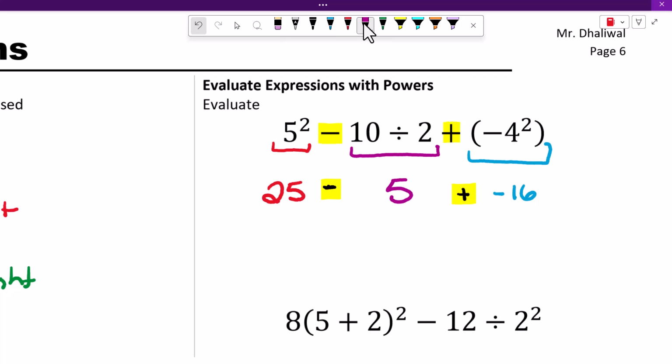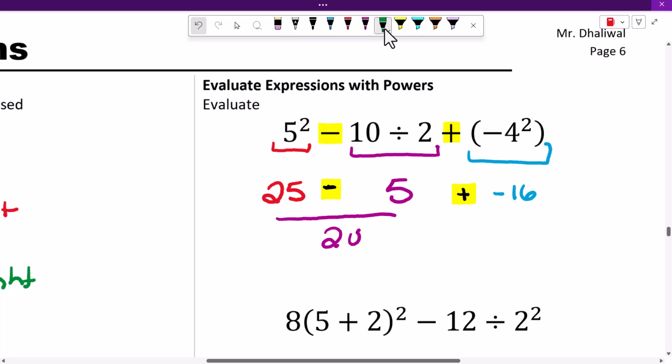Okay. So now, we have addition and subtraction left. They're tied. So you just go from left to right. Combine 2 numbers at once. You go 25 minus 5. Combine those together. You get 20. Then you still have this situation here. Plus negative 16.